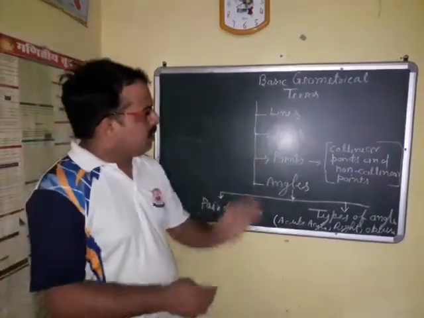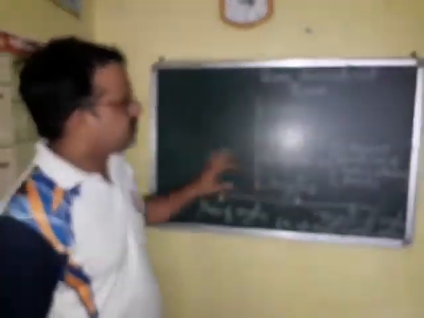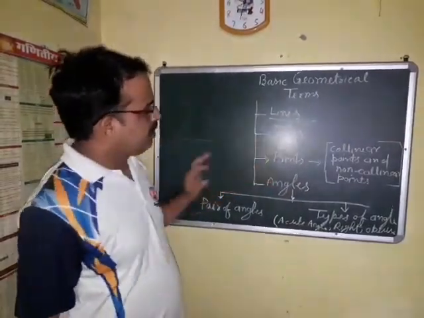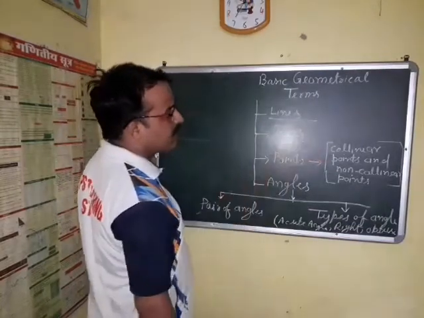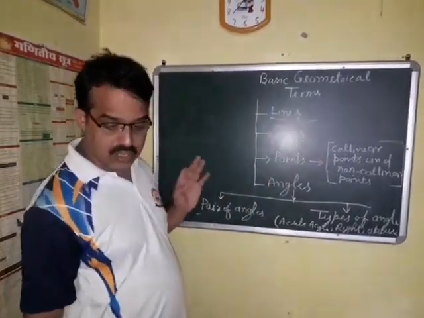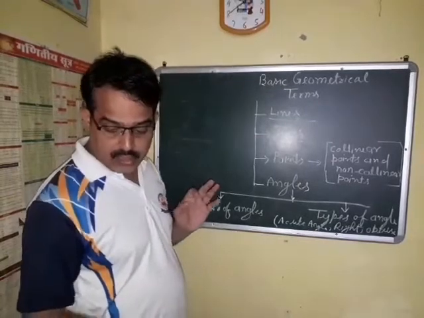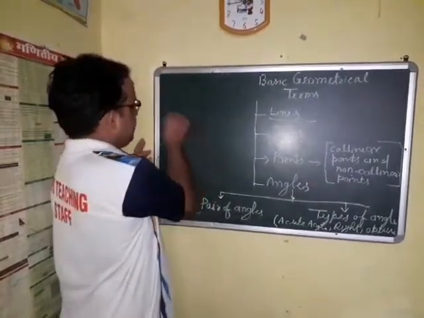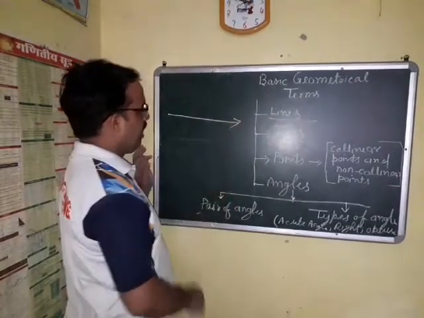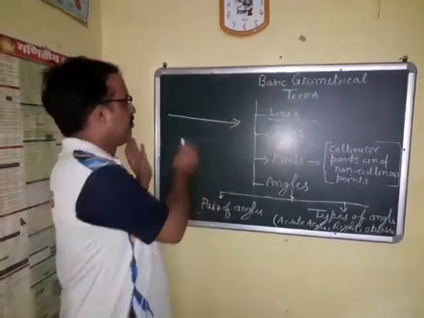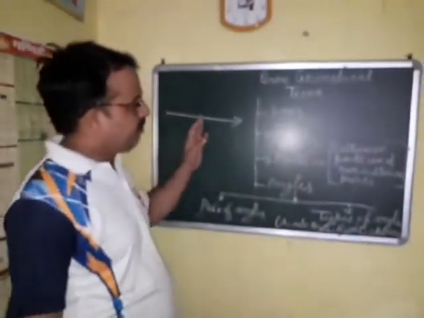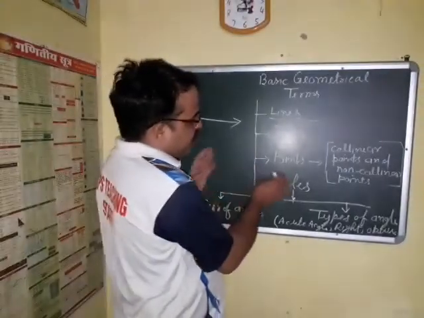Now we discuss the basic geometrical terms. We have covered lines. Now the next point is ray. A ray has one endpoint only. This line shows the ray. It is a ray. Clear?